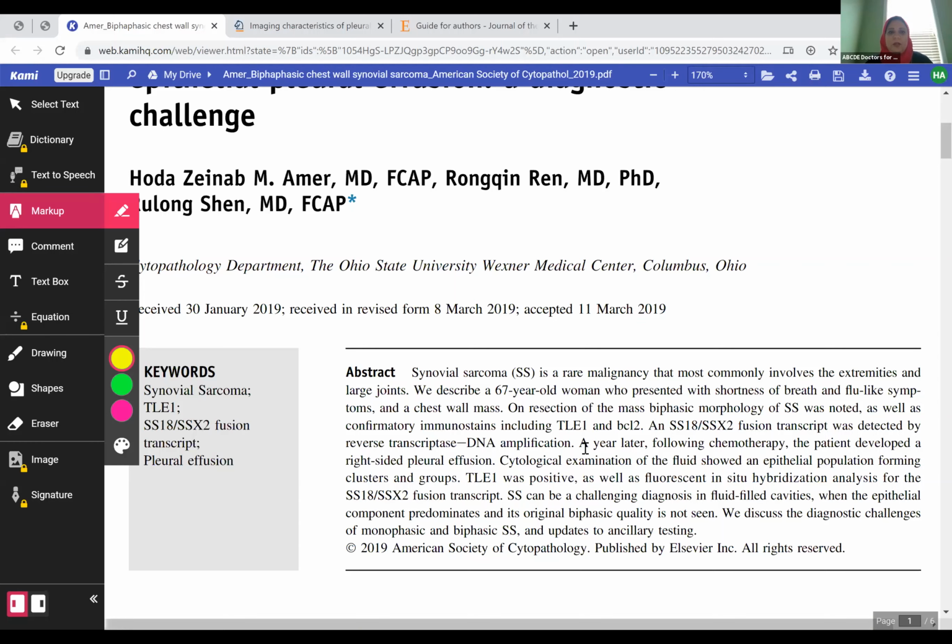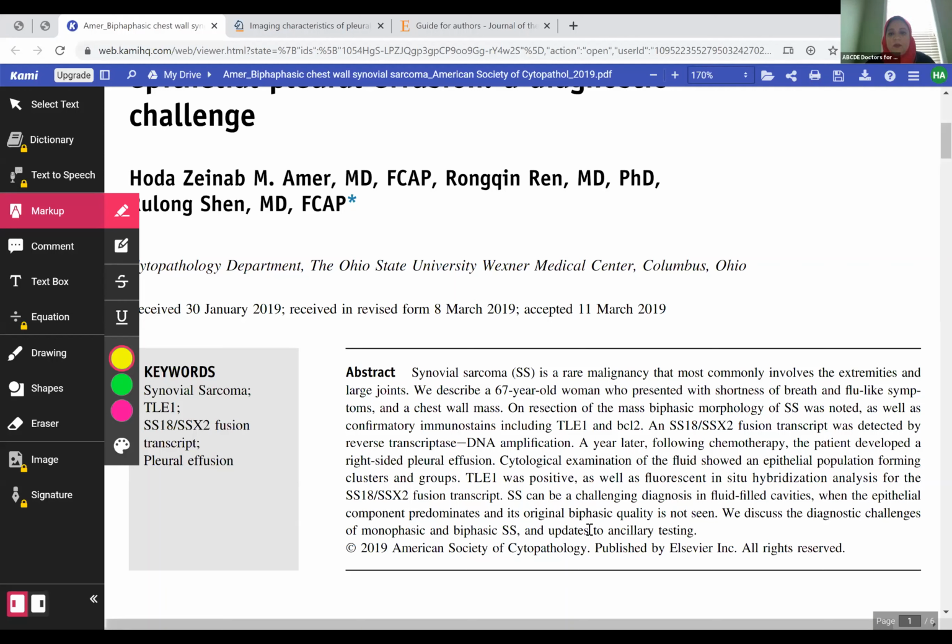And then the next part is a very summarized version of the patient's history. After chemotherapy, the patient developed a right-sided pleural effusion, and the cytology showed an epithelial population that was TLE1 positive, and then we confirmed it again with FISH for the fusion transcript. And then I do a summary sentence at the very end: synovial sarcoma can be a challenging diagnosis. Where is it challenging? In fluid-filled cavities. When is that even more challenging? When the epithelial component predominates and its original biphasic quality is not seen.